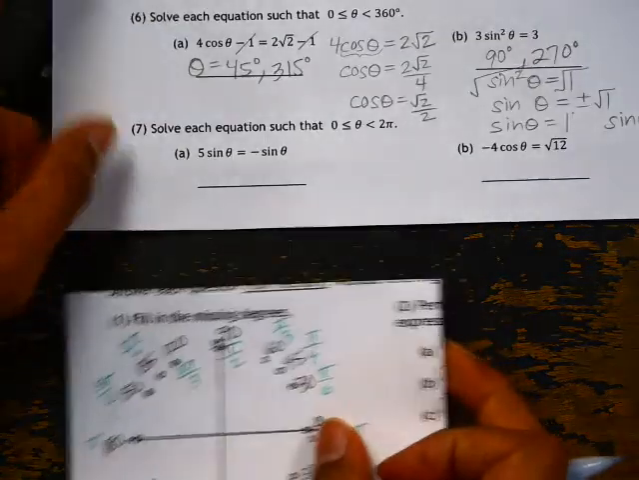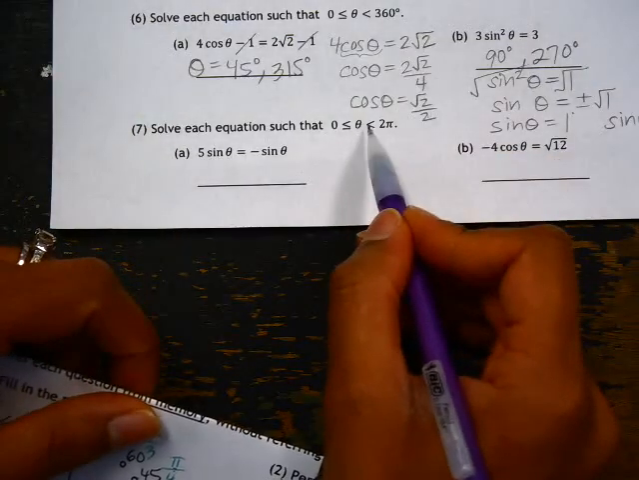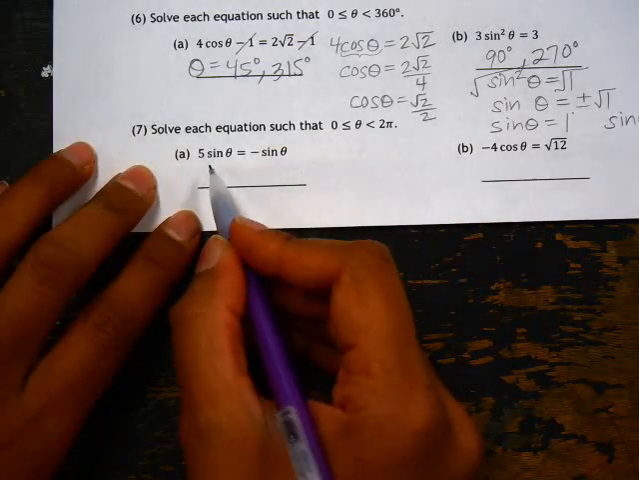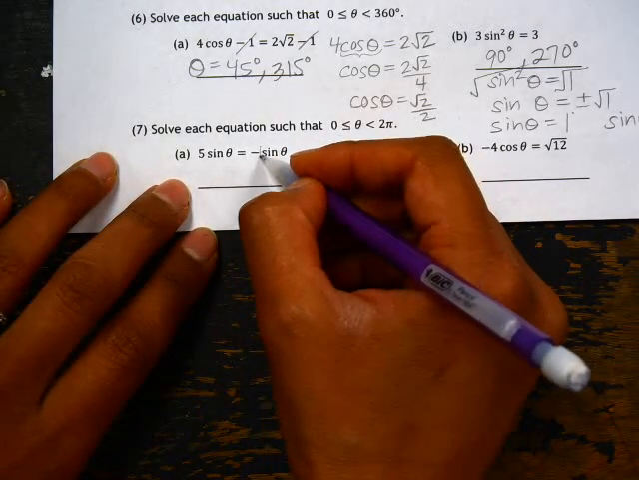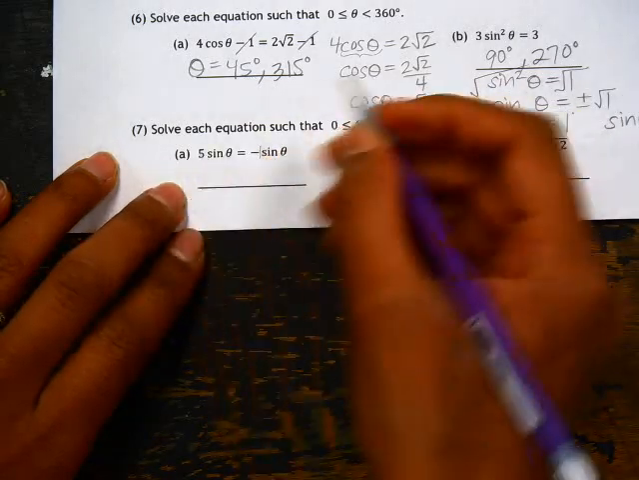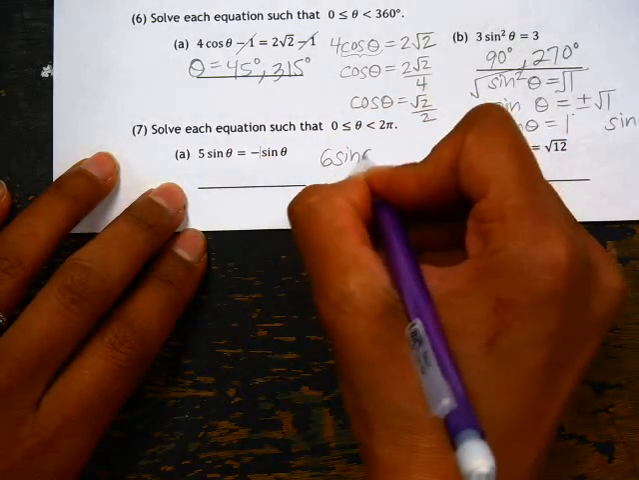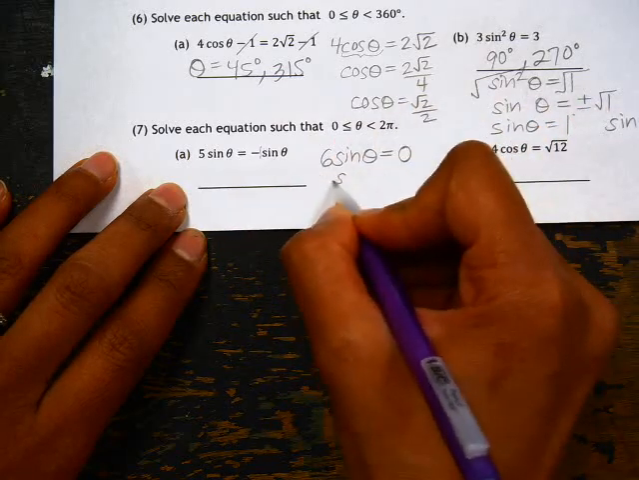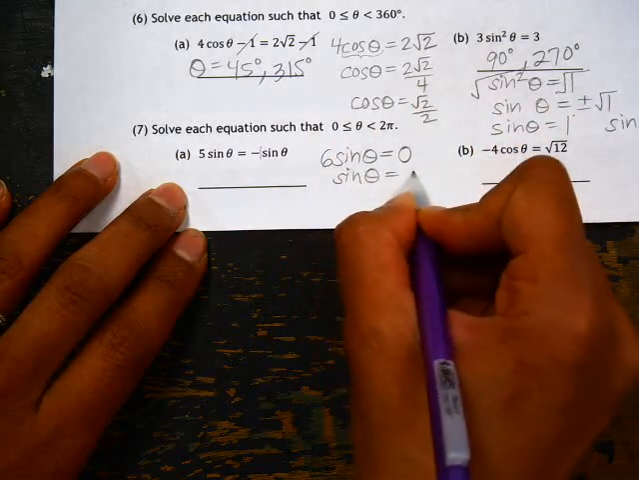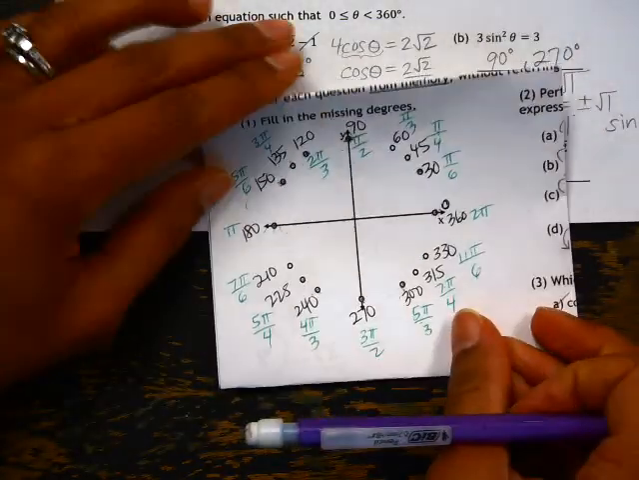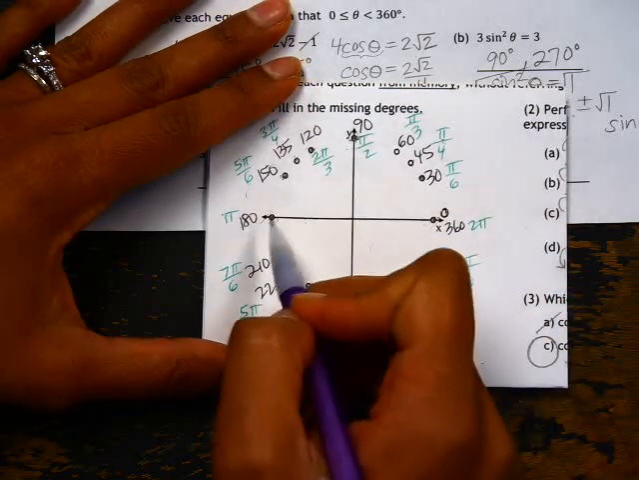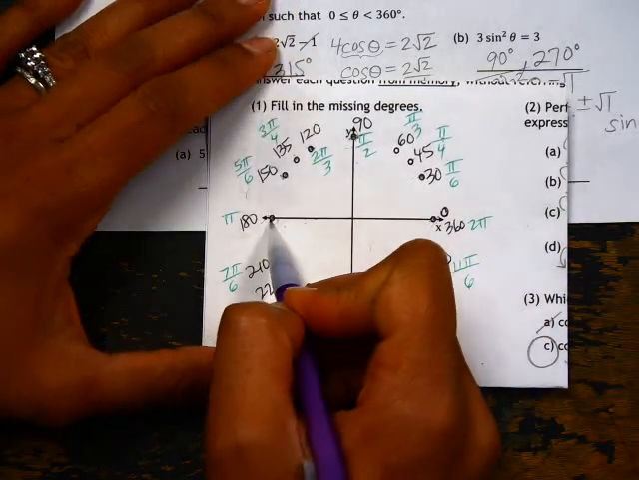So number 7 is similar, except we're finding the angle in radians as opposed to in degrees. So in this case, we want to combine like terms. This is negative 1 sine theta. If I add it to 5 sine theta, I get 6 sine theta equals, and this becomes 0. Dividing both sides by 6 gives us sine theta equals 0. And so we're finding all the radian measures where sine is equal to 0, which would be here at 0 radians and at pi radians.